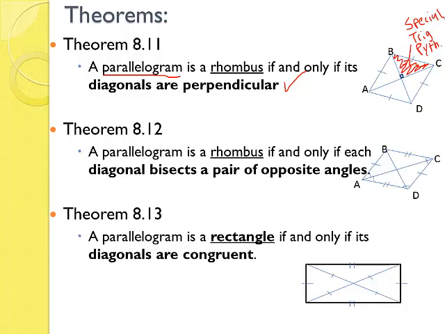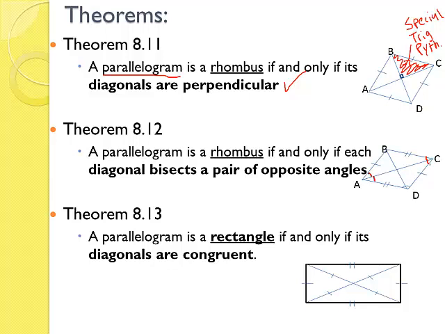Theorem 8.12: a parallelogram is a rhombus if and only if each diagonal bisects a pair of opposite angles. So that means that your angles are bisected and they are congruent. So this angle would be congruent with this angle. This angle here, angle C, would be congruent to this angle because it bisects a pair of opposite angles.